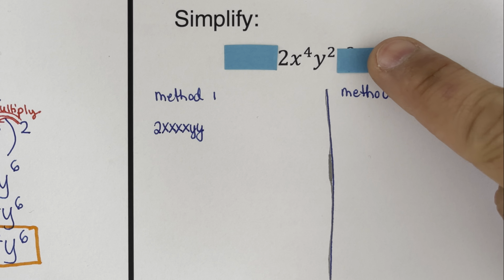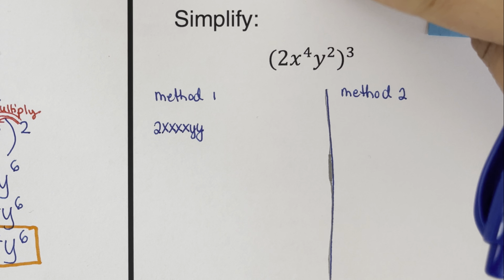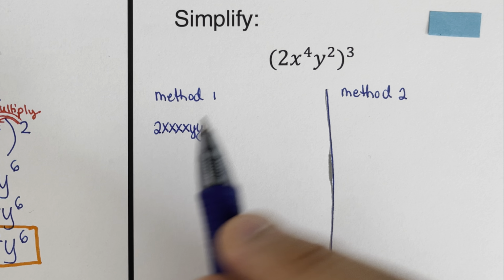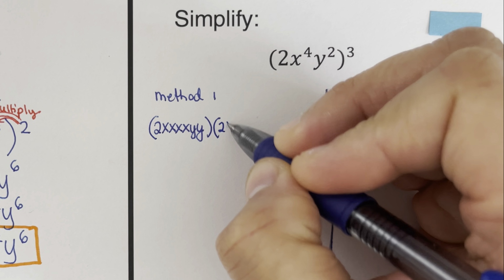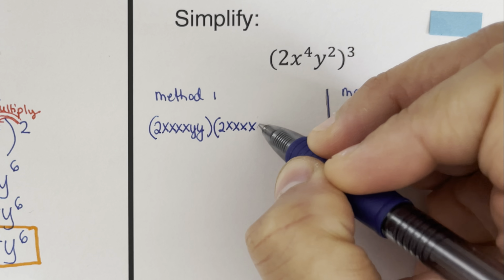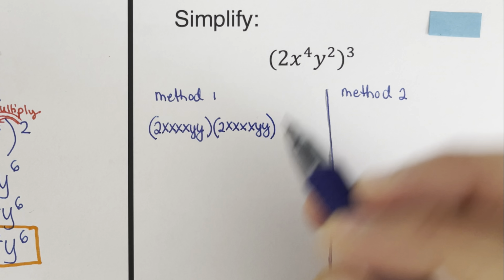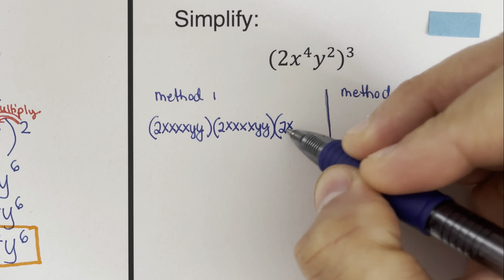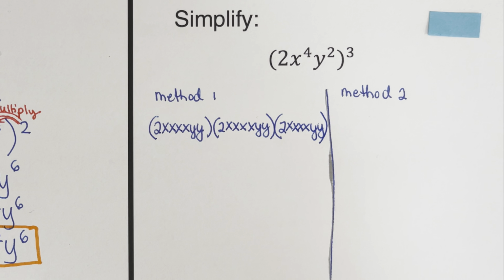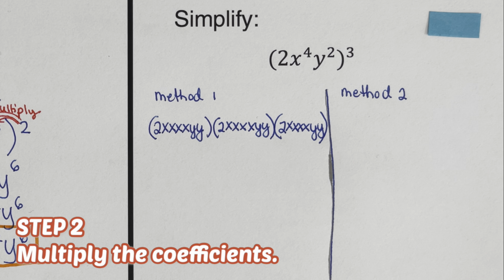Now it says that it is raised to the power 3. That means we're going to create 3 of these. So I'm just going to go ahead and write it down here. So that's 4 x's and then 2 y's. And then I will write another one because there's like 3 sets of these. Okay, so the next step that we're going to do is to multiply the coefficients.